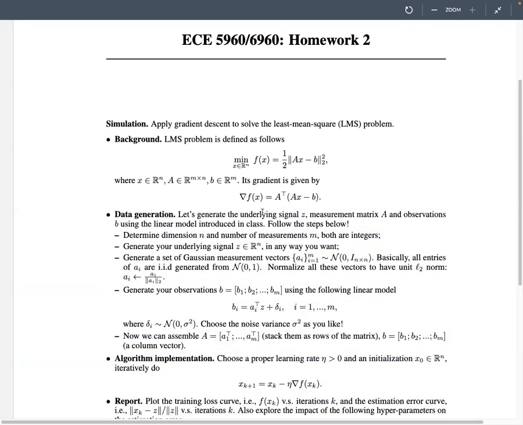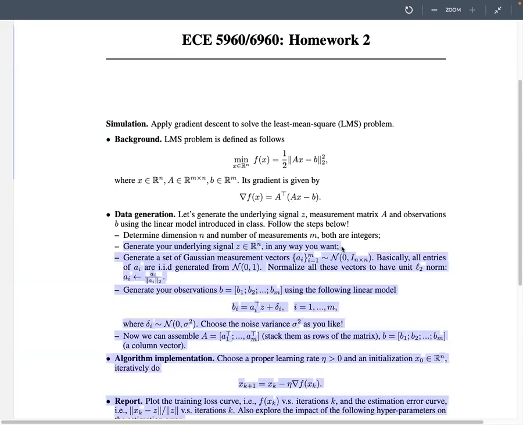We first need an underlying signal Z. This is the underlying ground truth for x. And then we need to generate a measurement matrix A and observations b using the linear model introduced in the class. The following are specific steps. The first one is you should determine the dimension and the number of measurements, basically n and m. You can choose any number you want. Typically, n could be 100, for example. The measurements could be 500 to 1000, but you can choose any number you want.